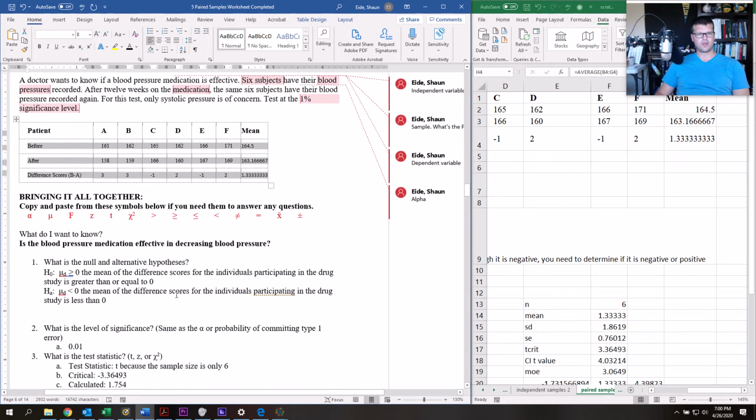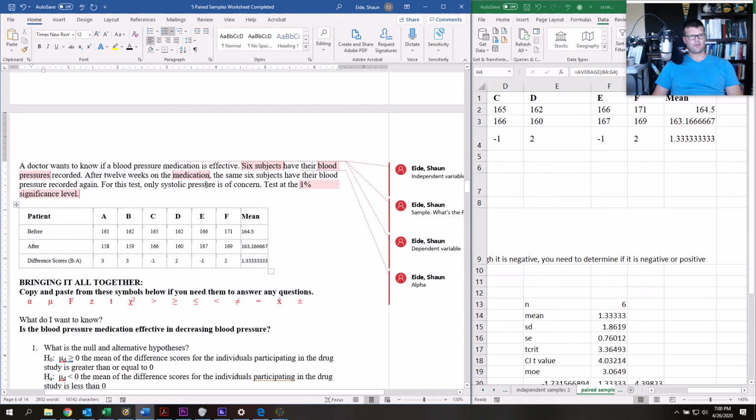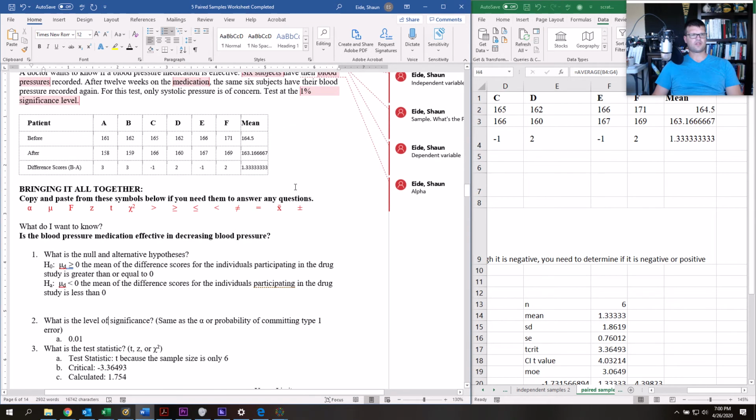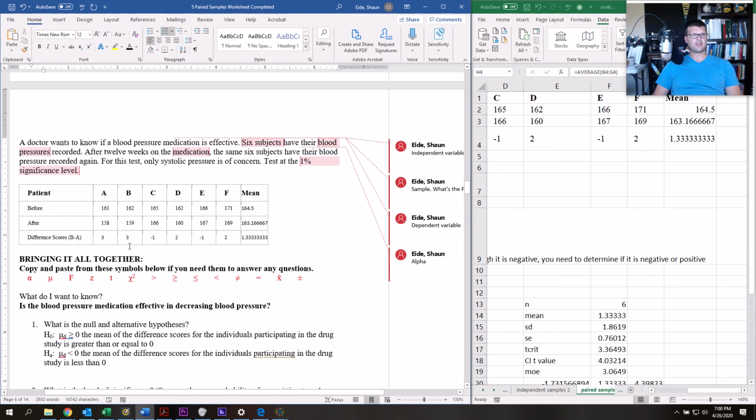I've got the mean that we calculated earlier. What is the level of significance? From earlier, we have the 1% level of significance. And then what is the test statistic? The test statistic that we need is a t-score.